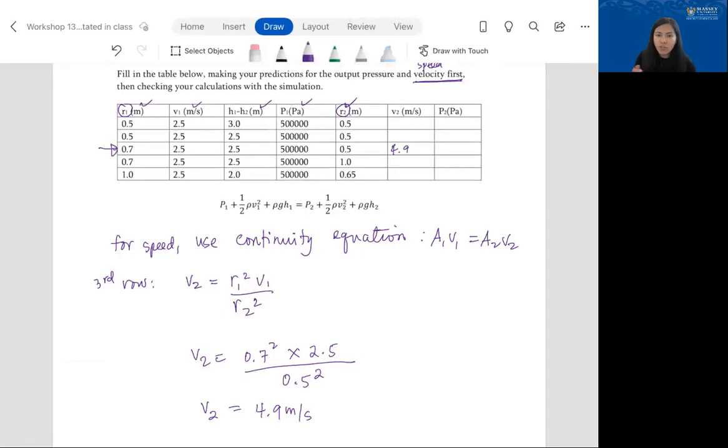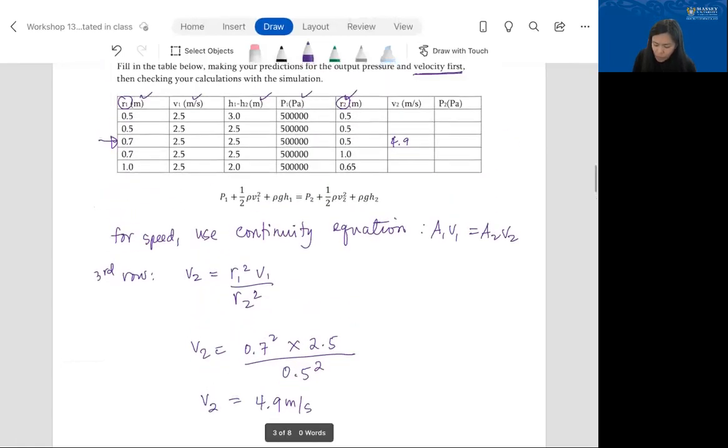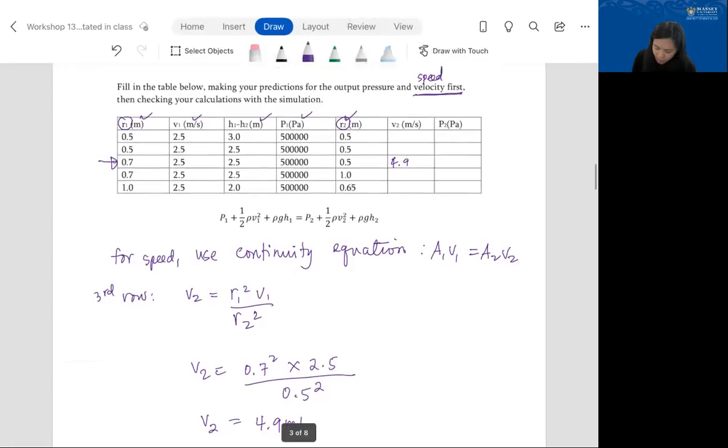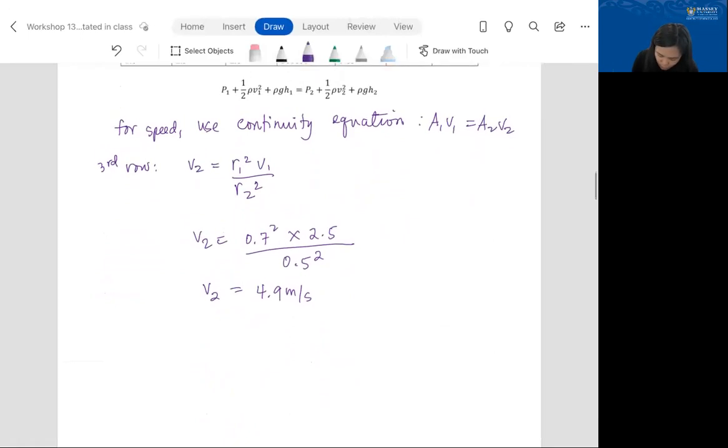All right, so we can solve for the new speed without going through Bernoulli's equation. Now for the pressure, you really have to use Bernoulli's equation because it's only Bernoulli's equation that relates how the pressure changes when speed or area or height changes. So for finding P2, this is the Bernoulli's equation.